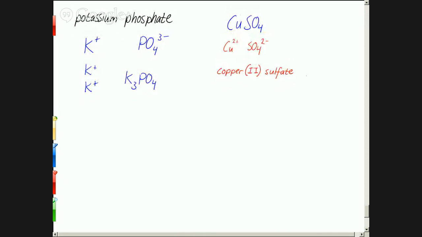The other common form of copper is copper 1. So let's see if we can write a formula for copper 1 sulfate.